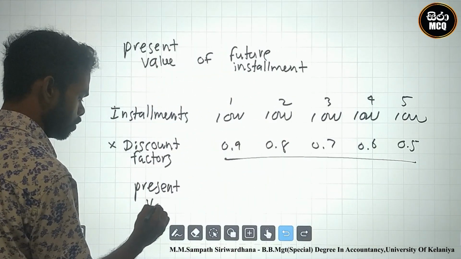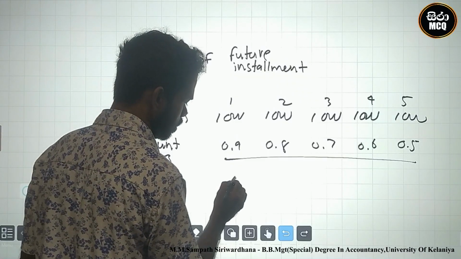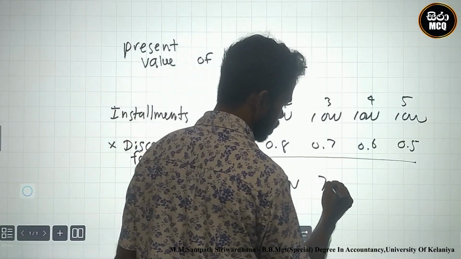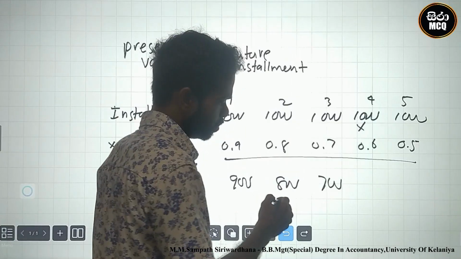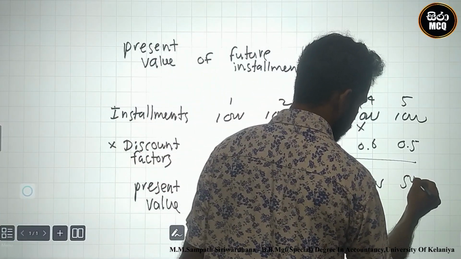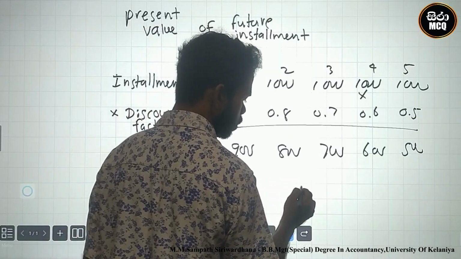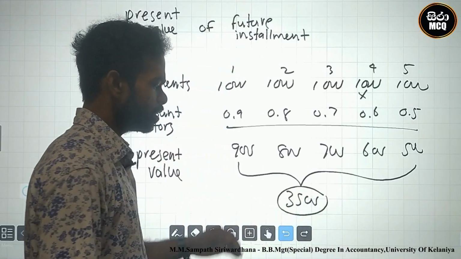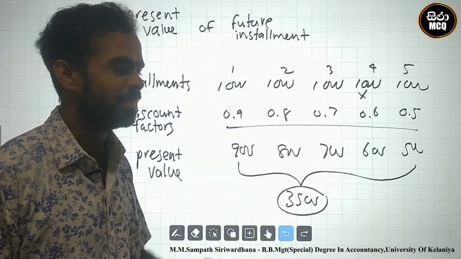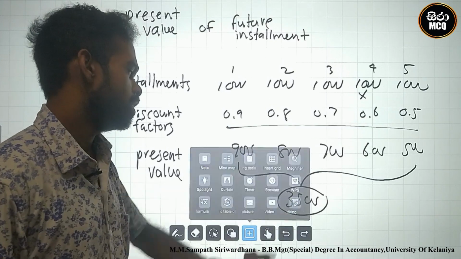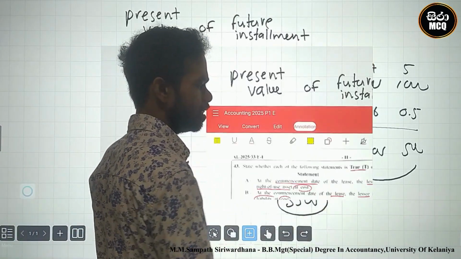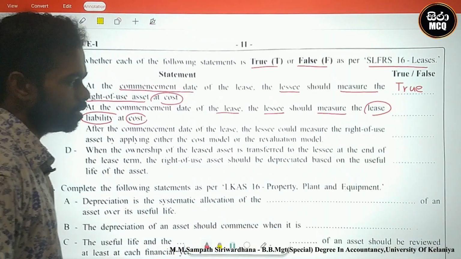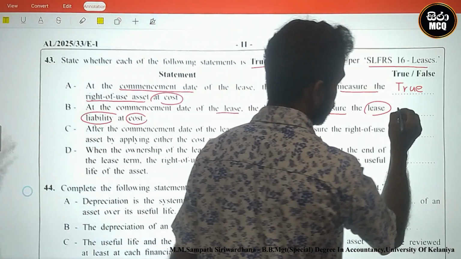This is 900, 800, 700. This is multiplication. Okay, 600, 500. Total, what is this? This is the total present value. 3500 is the total present value. This is the present value of the liability identification. Therefore, we cannot agree with this. Why? They said the commencement date lease liability at cost. Wrong. The present value should be identified. This is false.